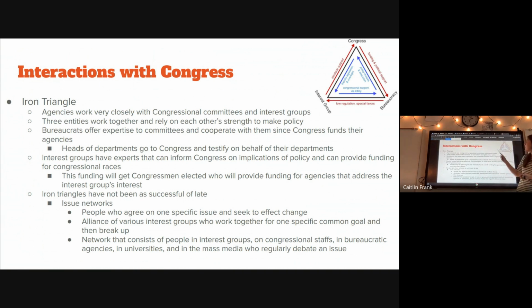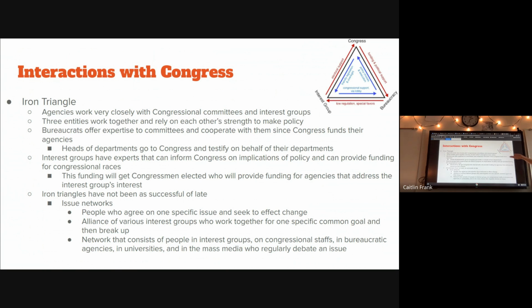In terms of Congress and interest groups, the interest groups can support politicians that get elected into Congress. Also, as I already mentioned, interest groups can draft legislation and are experts on the topic, so they can offer their expertise to Congress. And in return, Congress passes favorable policy to those interest groups.